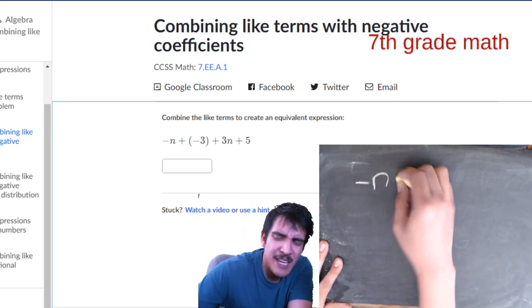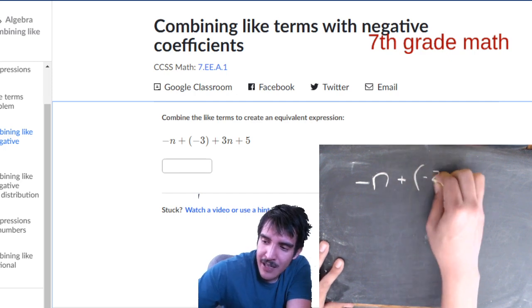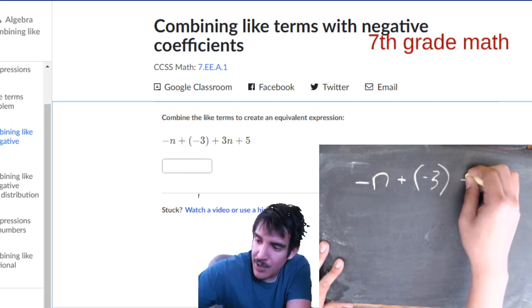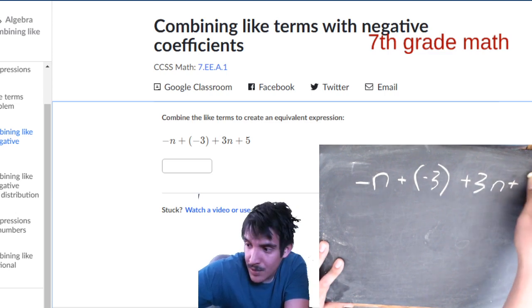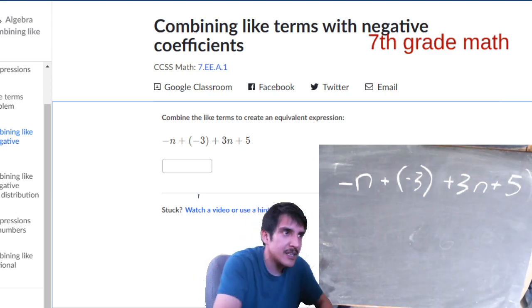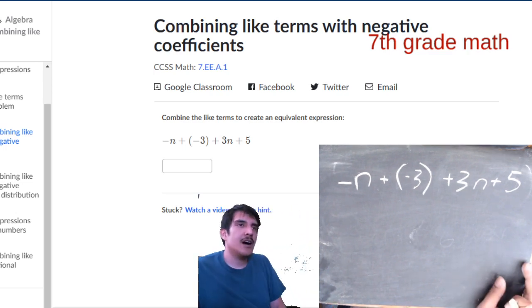Minus n, that's minus 1n, by the way, plus negative 3 plus 3n plus 5. I hope we can all see that, can we? There we go, we can see all that.